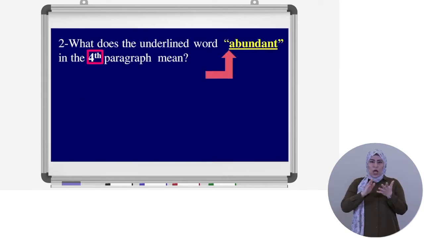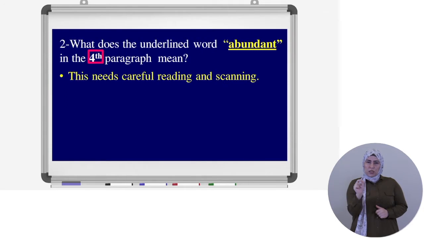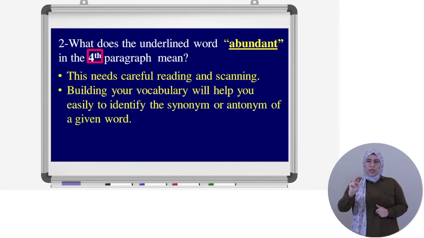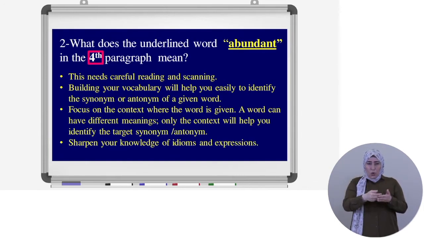Question number 2 asks us about the word abundant. What does it mean? When we want to look for the meaning of the word, this needs careful reading and scanning. Another thing you can do is build up your vocabulary so you can easily identify the synonym or the antonym of a word. Focus on the sentence you're reading. You may understand the word through the context.